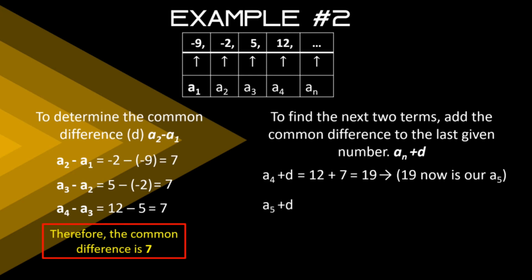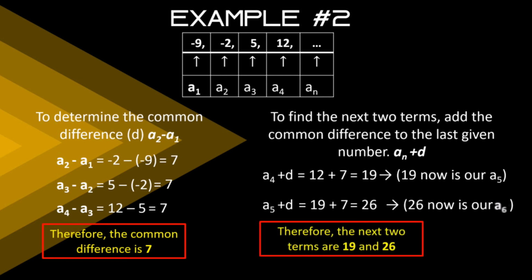A sub 5 plus d is equal to 19 plus 7, which gives us 26. 26 now is our a sub 6. Therefore, the next two terms are 19 and 26. Another example.